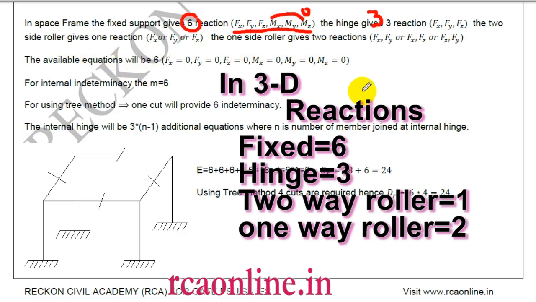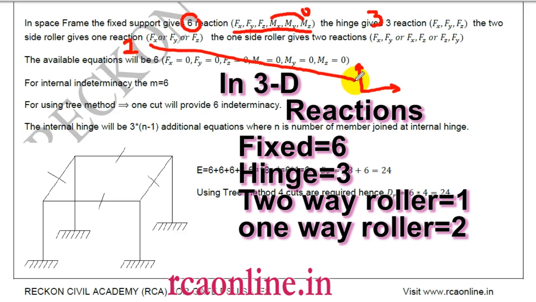2-side roller means the roller can move in any 2 perpendicular directions. So if we take perpendicular to the plane also, then this is a 2-way roller, meaning it can move in this direction and in this direction. What will be the reaction then? Then I will have only one reaction for this.